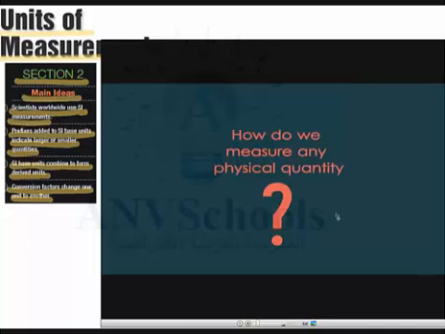Hi, welcome back. As we already stated in the previous video, nearly every measurement is a number plus a unit. So the choice of a unit depends on the quantity being measured. So how do we measure any physical quantity? Basically, we measure any physical quantity by use of a number, and we follow it with the units. So let's go through this.